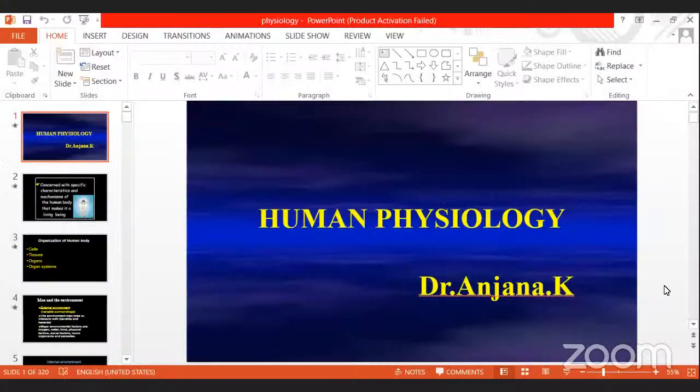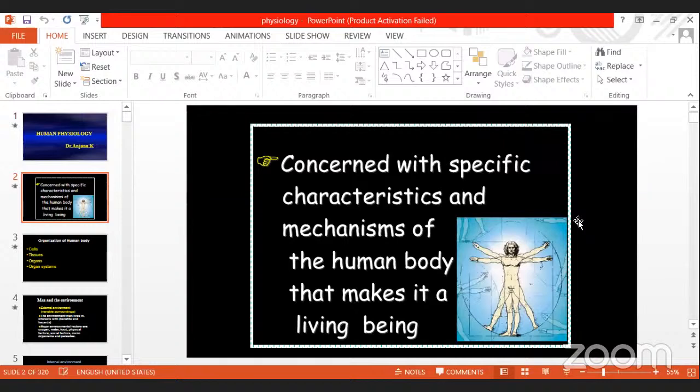Human physiology is the study of specific characteristics and mechanisms of the human body, and that makes it a living being. So we have to study about the cell and its organelles, and how the body is functioning inside the system, that is how the nerves are functioning, what's the basic mechanism of that, and what are the ionic changes happening during each action.